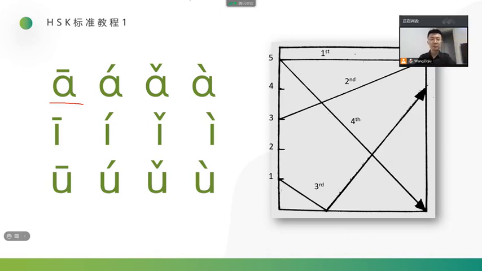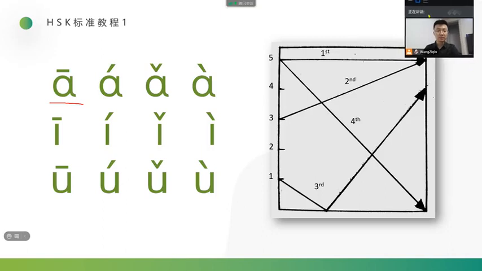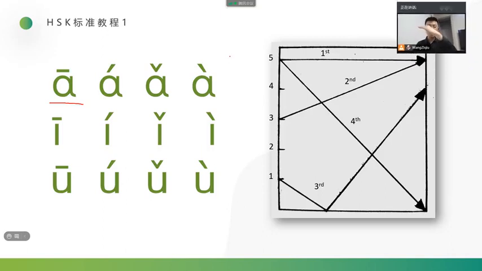Ah. You don't need to change your tone. It's flat. Ah. See, no change. And this one, it's the second tone. Second tone is from down to up. So it should be ah, from down to up. Ah, ah, ah.